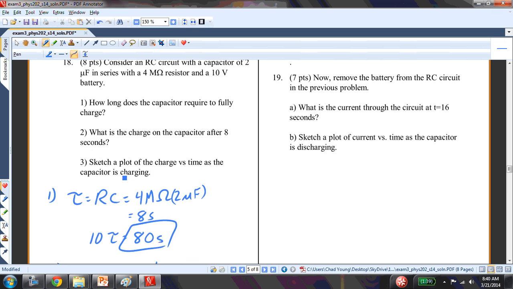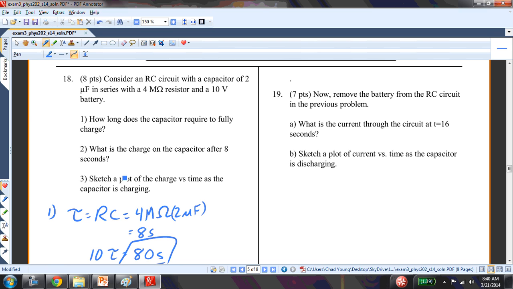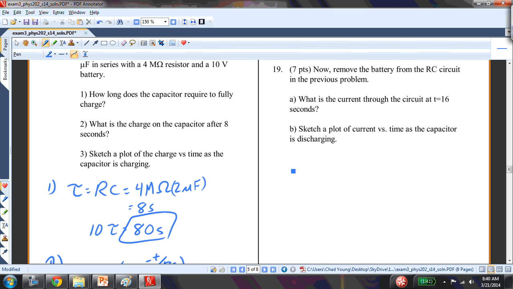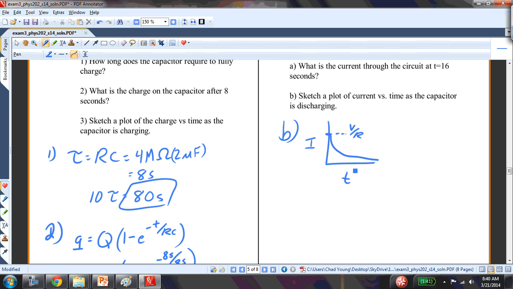All right. Now remove the battery from the circuit, and now it's discharging. What is the current through the circuit at T equals 16 seconds? Or my current, let's do B first. My current is going to look like I versus T. It'll start here, and it's going to go down. It'll eventually go down to 0. It's going to start at V over R. That's the maximum current.